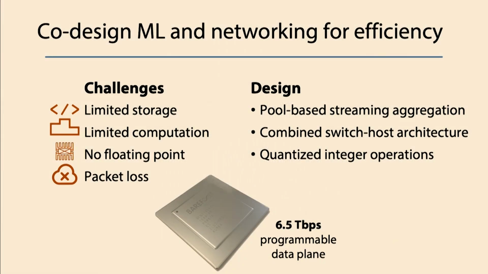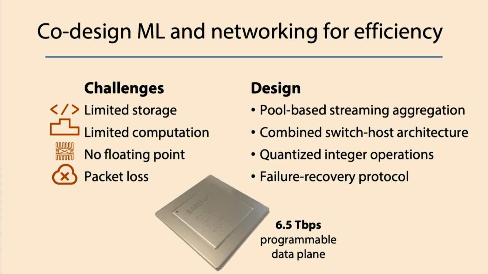Third, machine learning is usually done over floating point numbers. And switches, being network devices, have no idea what floating point numbers are. So to do this, we've developed a couple quantization approaches that allow us to do integer computation on the switches while keeping the model in floating point. And finally, ML frameworks normally depend on reliable network abstractions like TCP. Switches don't provide such abstractions. So we had to come up with a failure recovery protocol to ensure progress and correctness.